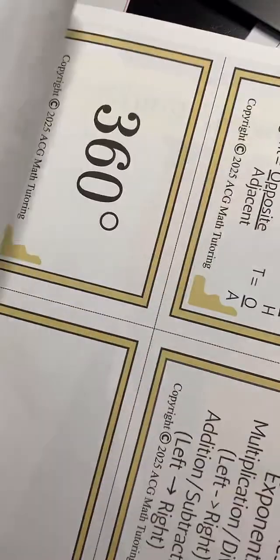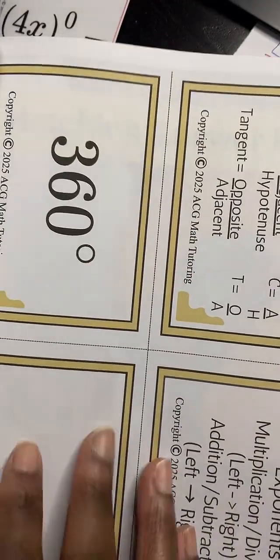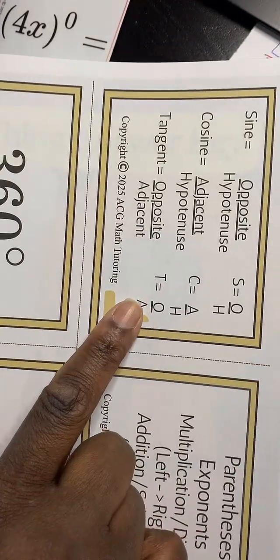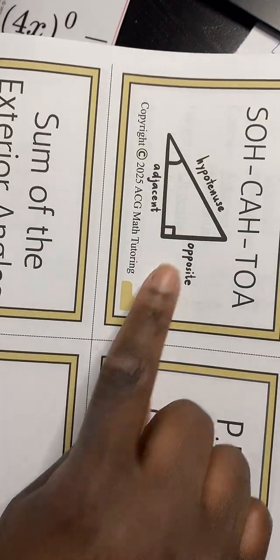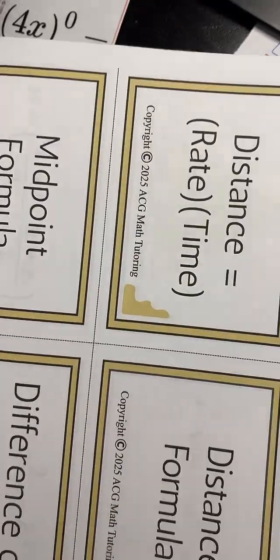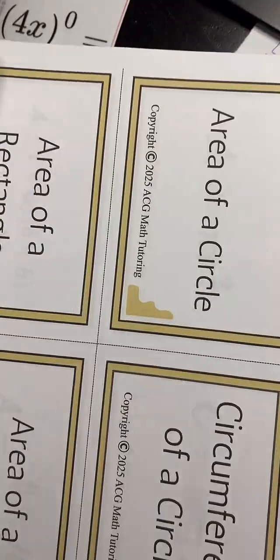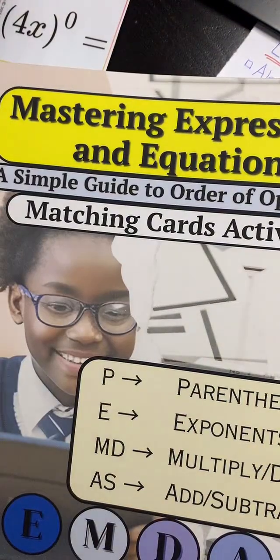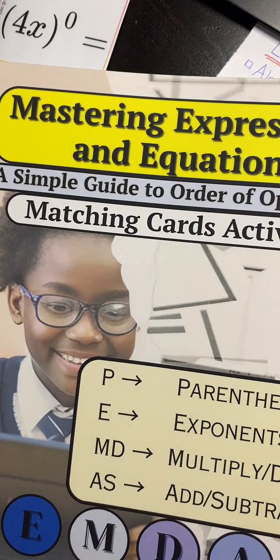All right? So look at all these formulas. This looks familiar. Okay? For sine, SOHCAHTOA. All right, we got our SOHCAHTOA, we got sum. Everything is inside of a book. So what you can do is, here's a couple of them.